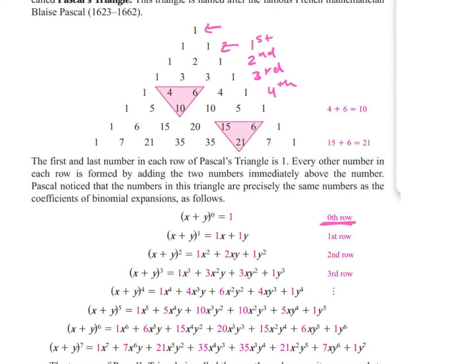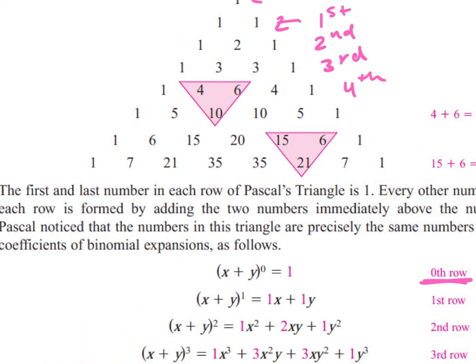The way we can find what our next row is just by adding the 2 numbers above. So you see here, we have 4 plus 6, which is 10. So if we wanted to find the 8th row, always start with 1. And then what's 1 plus 7? 8. 7 plus 21? 28. 21 plus 35? 56. Yes, always start with 1. So notice here how each row starts with 1.